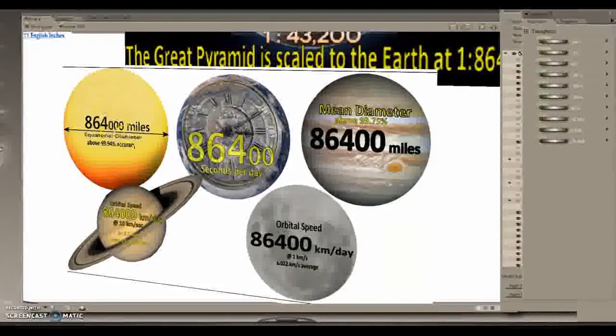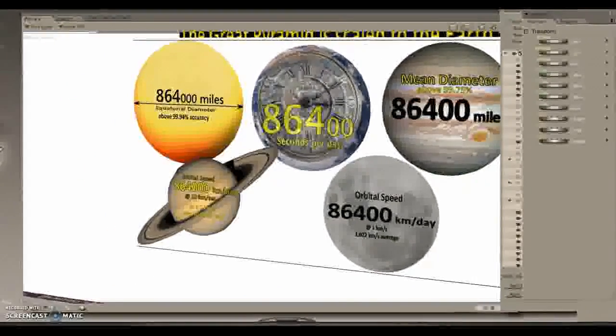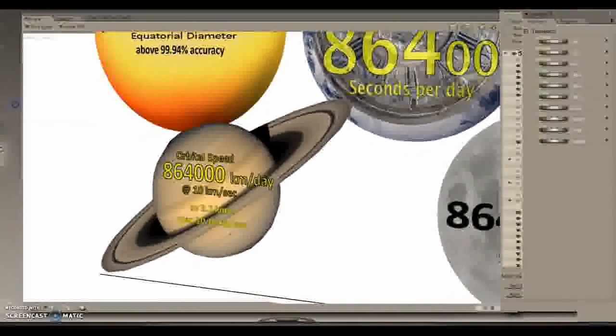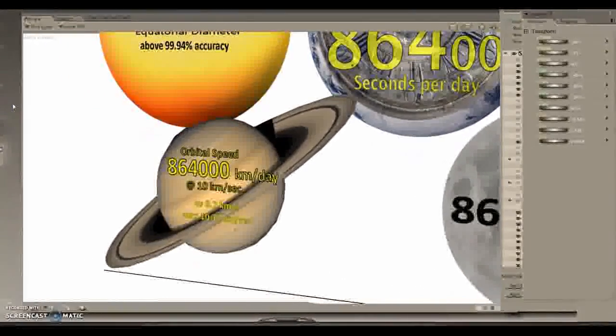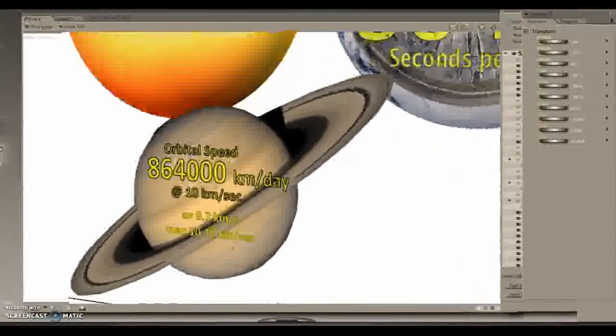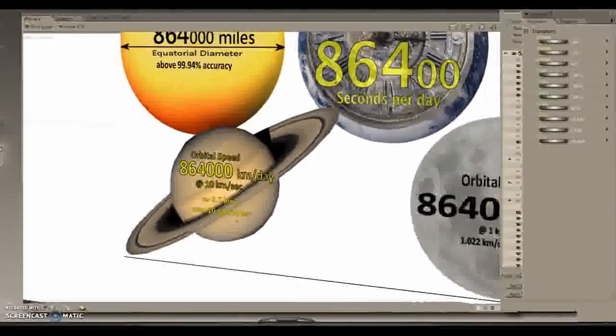Jupiter being 1/10 of the Sun, mean diameter, average diameter, 86,400 miles again. But also Saturn, and I showed in the last video how it's tilted at 27.3 degrees, which corresponds with the sidereal month of 27.3 days, in which time the Earth travels through 27.3 degrees of its solar arc, or of its journey around the Sun. But again, 864,000 kilometers per day, the orbital speed of Saturn.